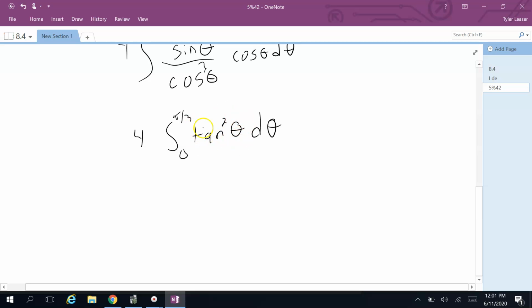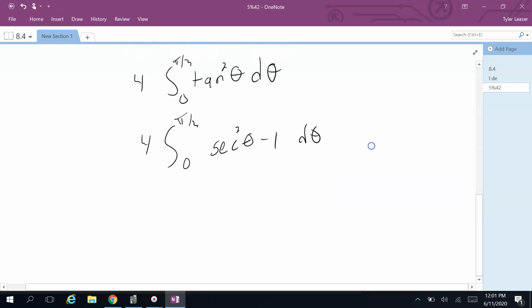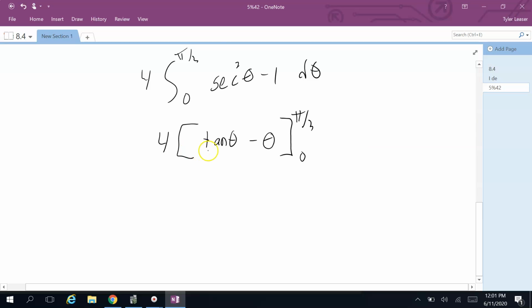All right, we looked at some of this in the last section as well. So that we're going to change using the secant. So tangent squared is the same thing as, I think it's 1 minus secant squared. No, secant squared minus 1, d theta. And then these we can just find the antiderivative for. Remember, secant squared has antiderivative tangent. 1 has antiderivative theta. And now we're going to plug in from 0 to pi over 3. We do not have to worry about changing back over to x because we've already made our limits in terms of theta.